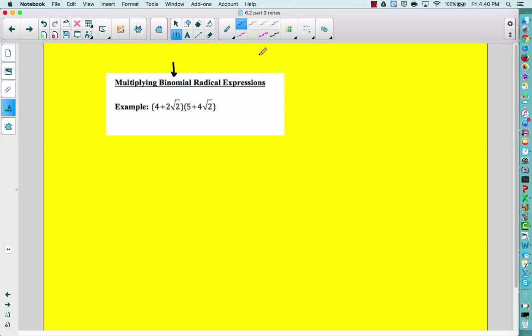All right, so multiplying binomial radical expressions, just like multiplying binomials. Okay, when we've got binomials that we multiply, we FOIL. So we're going to try this. We're going to do the first times the first. So 4 times 5 gives me 20. The outers, so 4 times 4 root 2, be careful, would give me plus 16 root 2. Multiply the real parts, not the radical parts.